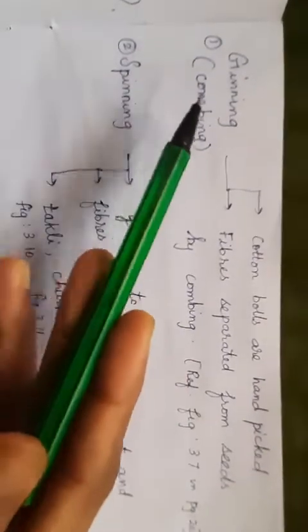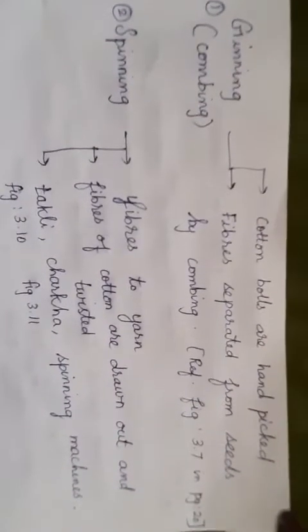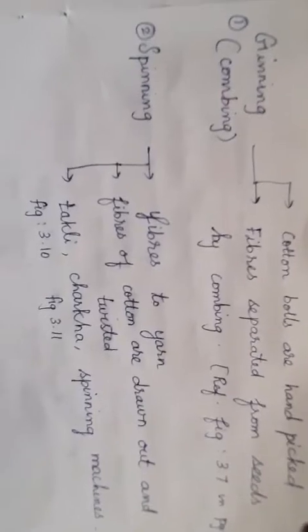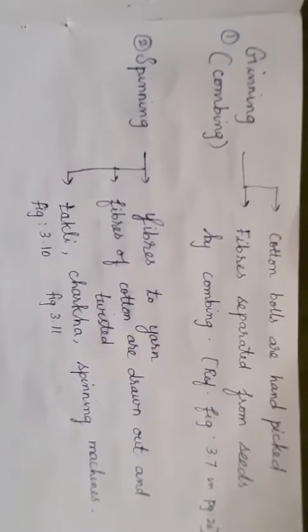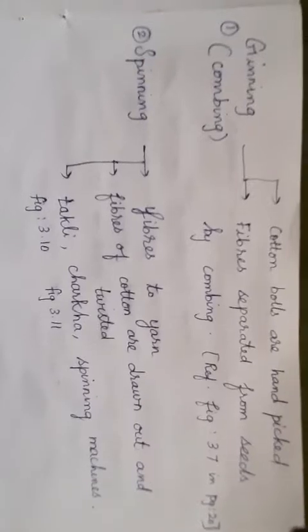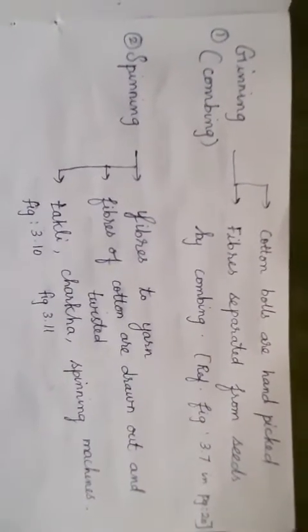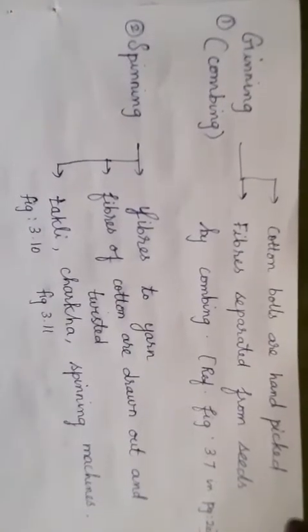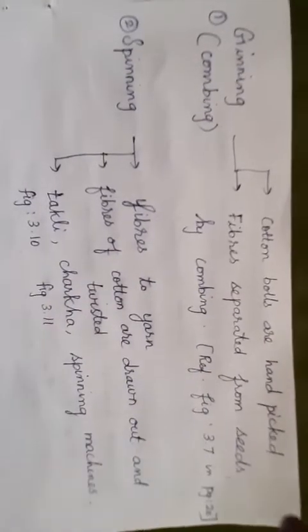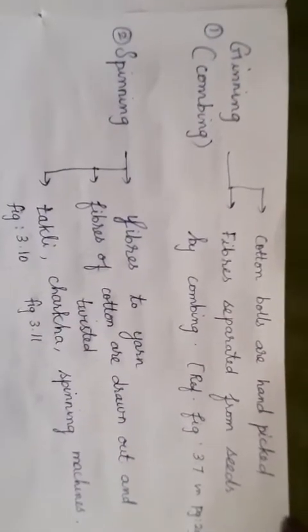Okay, children. Ginning means combing. So from the cotton bolls, once the cotton fiber is taken, have you seen the cotton plant? The flowers will have the snow-like structures called cotton bolls. Those bolls will be hand picked by the people, they will be plucking the flowers from the cotton plant. After they are plucking the cotton bolls, they will be combed.